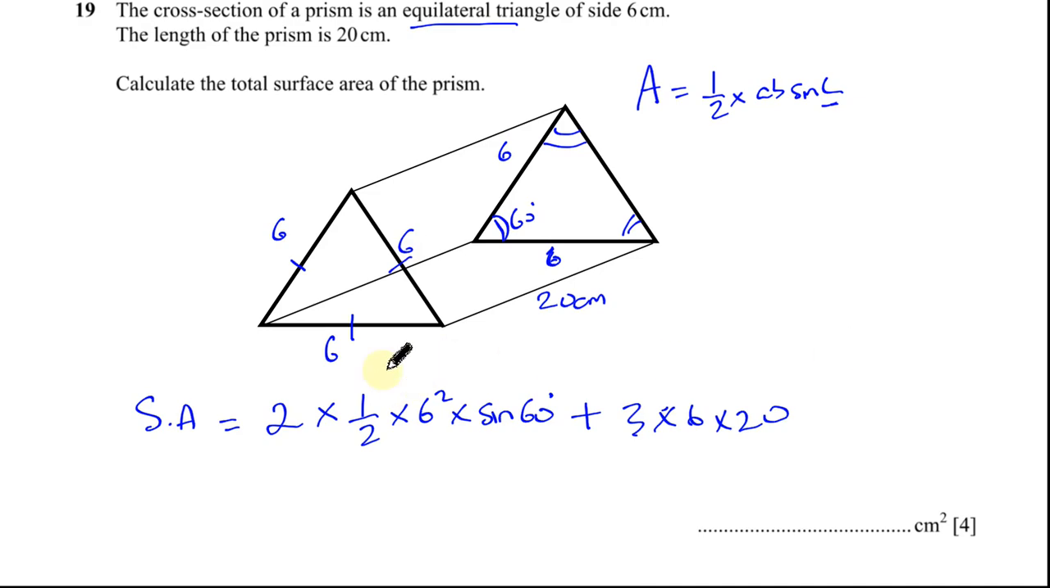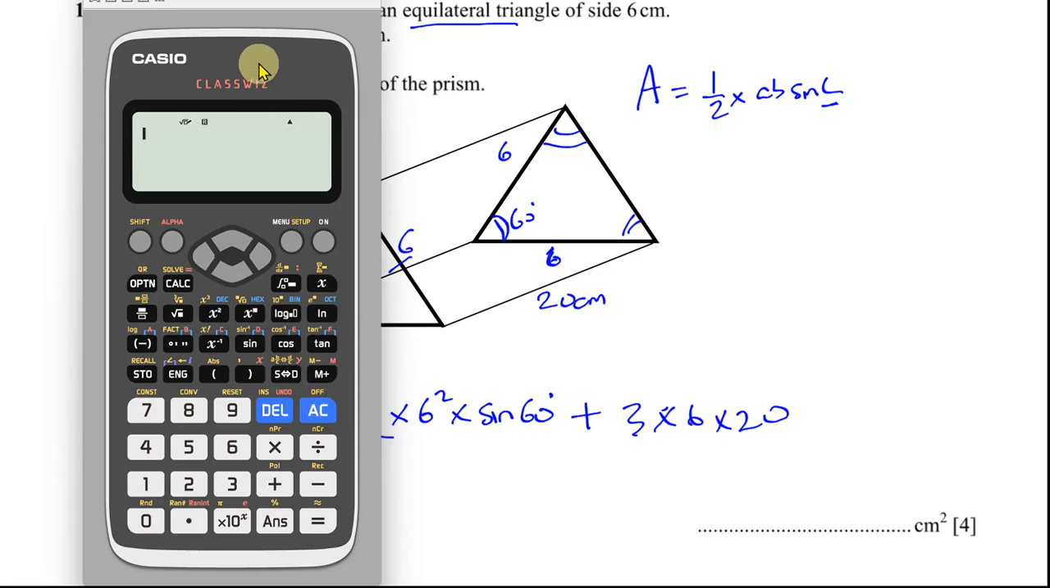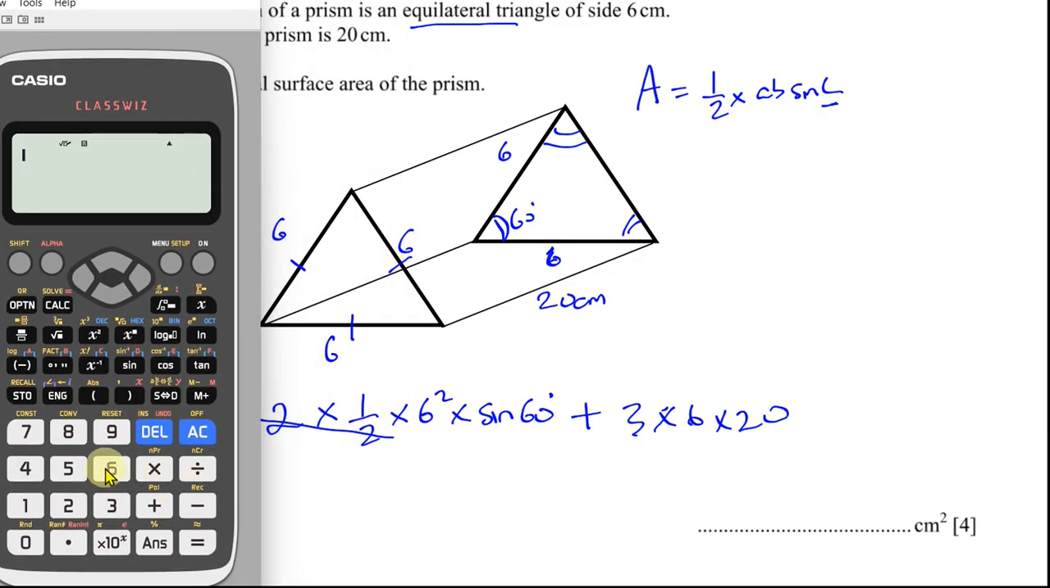So we got 2 times a half, which is going to be 1. That's 36 times sine 60 plus 180 times 20. So 18 times 20, which is going to be 360. Again, this is a calculator paper, so we can just put this into our calculator. So we have 6 squared times sine of 60. Make sure that we're in degree mode. We're not, so make sure you change that to degree mode. We're going to put angle unit degrees. Very important. So 6 squared times sine 60 plus 3 times 6 times 20.